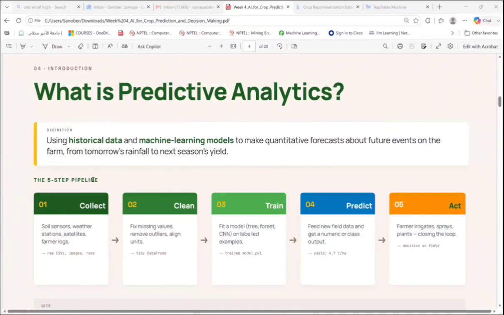Now, let us try to understand this with the help of an example. Consider a farmer who has recorded rainfall, temperature, fertilizer use, soil quality, and crop yield for 10 years. A machine learning model can study those historical patterns and answer questions such as: what yield should the farmer expect this season? Which crop is the most suitable for the farmer's particular soil? Is a disease outbreak likely to happen? Should the farmer irrigate today? And when is the best time to harvest?